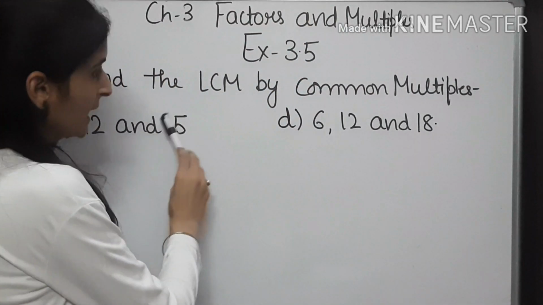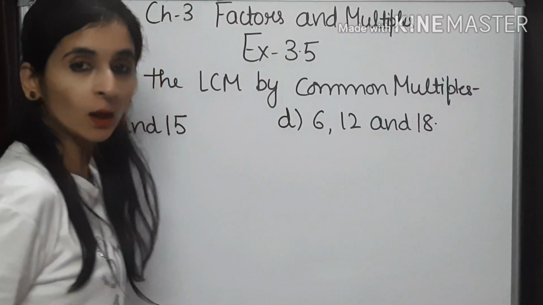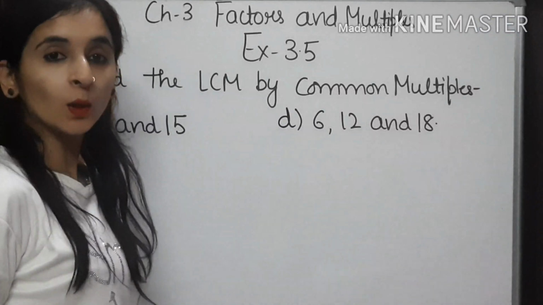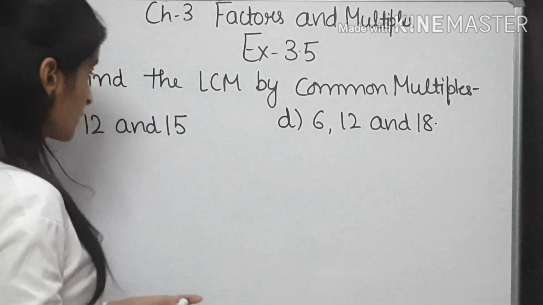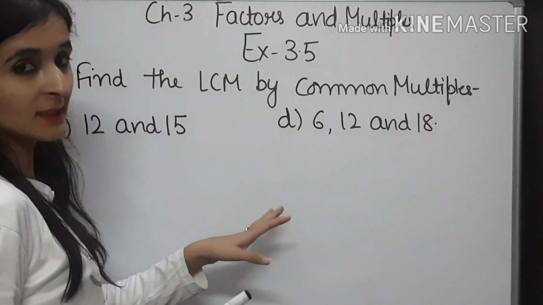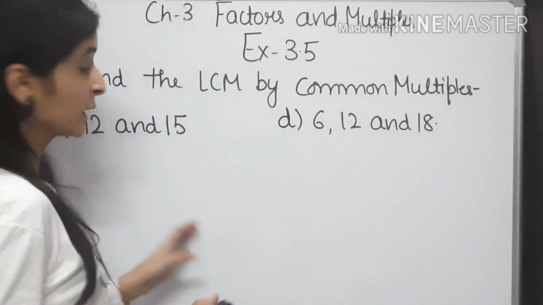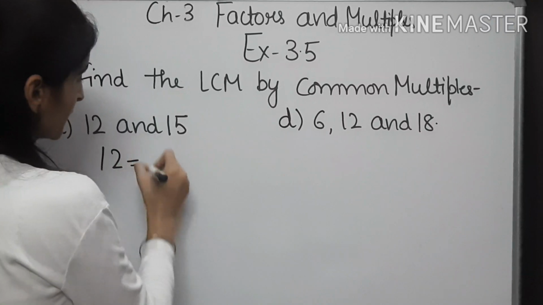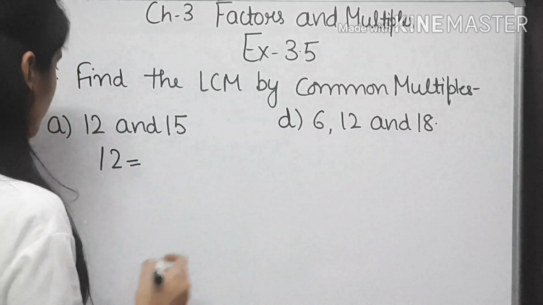First question is find the LCM by common multiples. Here we have to find out the LCM by common multiples. So common multiples means, as you have seen in the video, what are we going to do here? First of all, we will write down the multiples of 12.